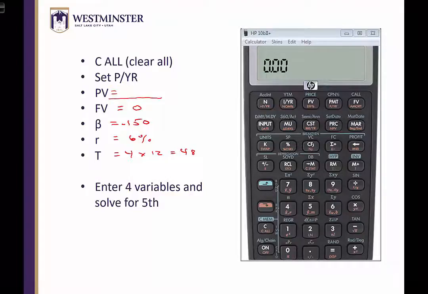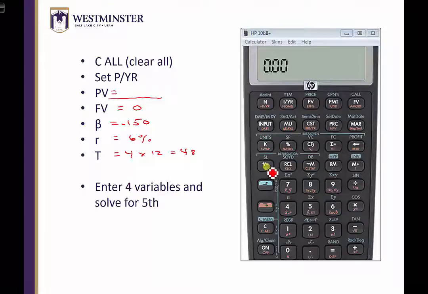So I think about this in the construction of my calculator. I have gone ahead and cleared the register, red, clear all. Some people call this red button the secondary button, secondary clear all. I then go ahead and say 12 secondary PYR. So I've told the calculator 12 periods per year. And now I'm going to start feeding it some of the information. I don't know the present value. We're going to solve for that. I know 0 future value because the loan will be paid for.